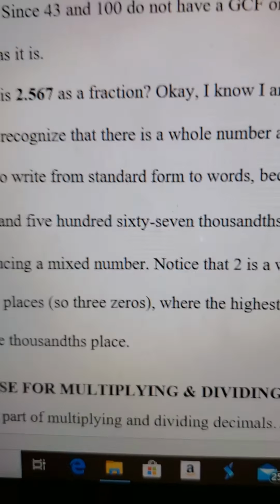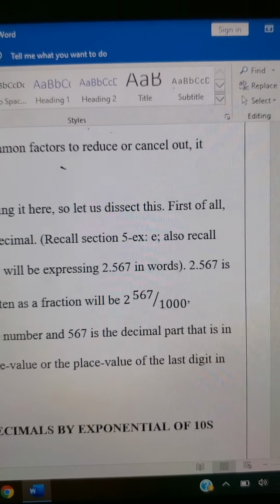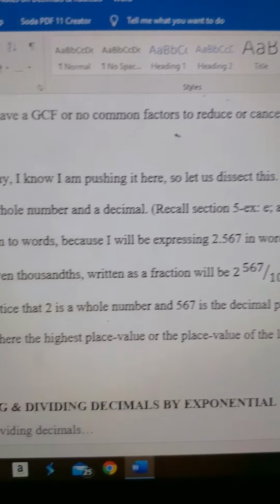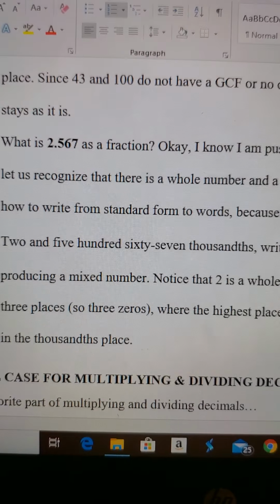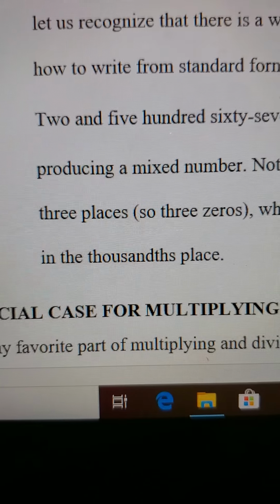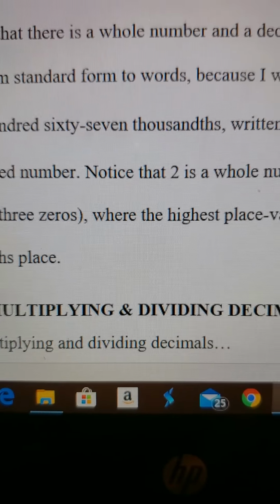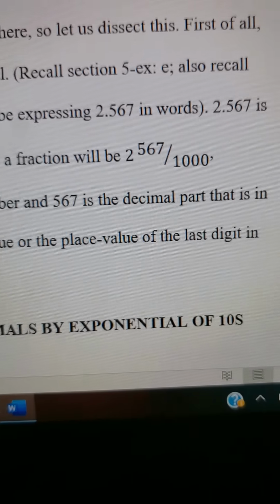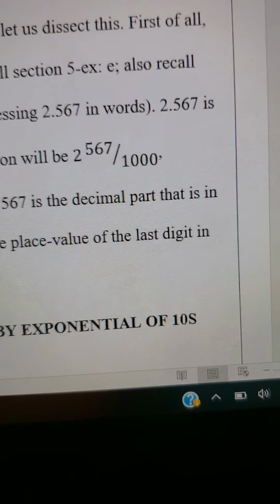That's why I was recalling the 22/10, because that's an improper fraction, and we made it into 2 and 2/10. I remember that ended up to be 2.2, right? Check out the previous video. So notice that 2 is a whole number and 567 is the decimal part that is in 3 places, so 3 zeros, where the place value of the last digit is in the thousands place.